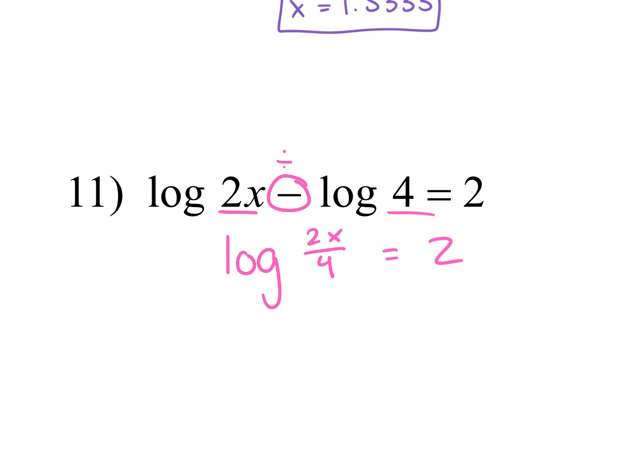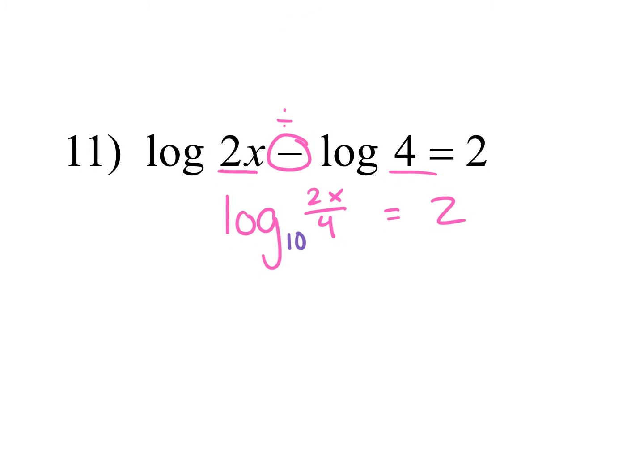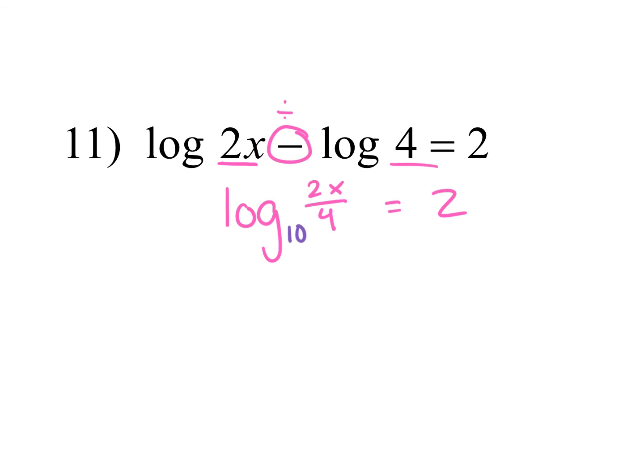So here I only have one log in my equation. What would that base of the log be? 10. When it's not written, it's implied that that base is a 10. So if I put this into exponential form, I start off with my base, which is 10. What would come next? 2. And then what's it equal to? 2x over 4.